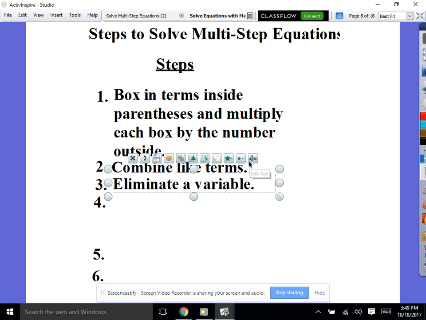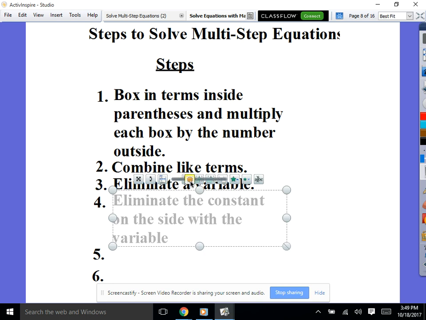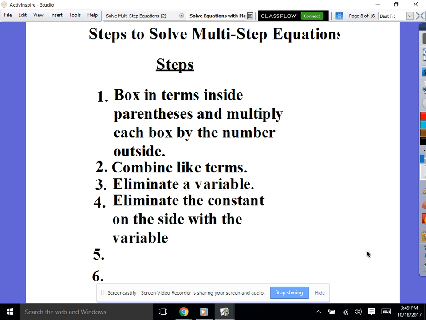Step 3 is to eliminate a variable. So you choose a variable, whether on the left side or the right side, and when we eliminate, that's when we do the opposite. In step 2, where we combine like terms, we look at one side, and combining is actually adding the terms. Step 4, we eliminate the constant that's on the side with the variable. All of these you've had before.